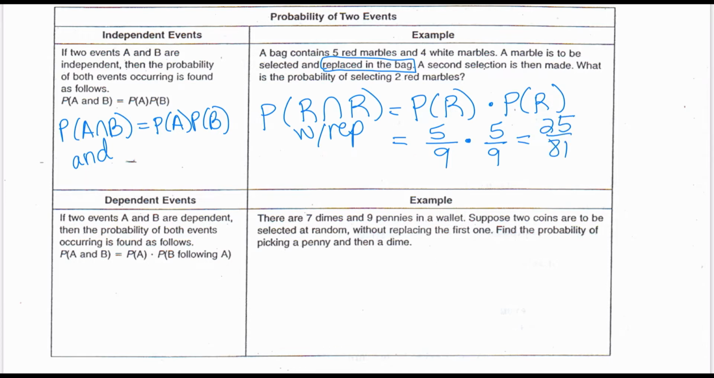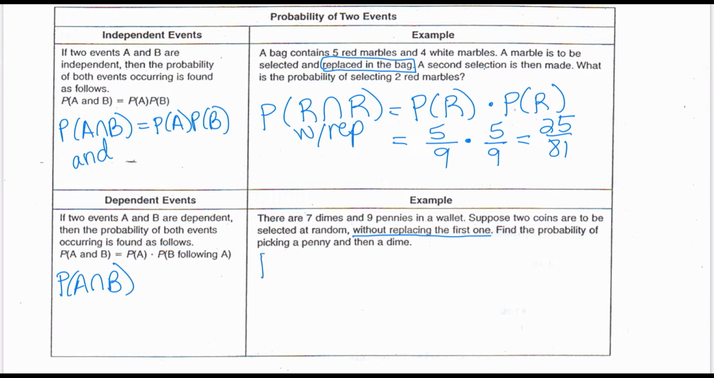If two events A and B are dependent, then the probability of both events occurring is found as follows. The probability of A and B is equal to the probability of A times the probability of B following A. So let's take a look at the next example. There are 7 dimes and 9 pennies in a wallet. Suppose 2 coins are to be selected at random, this time without replacing the first one. Find the probability of picking a penny and then a dime.